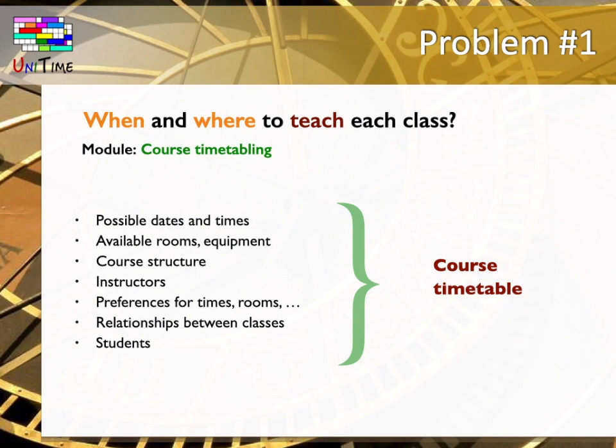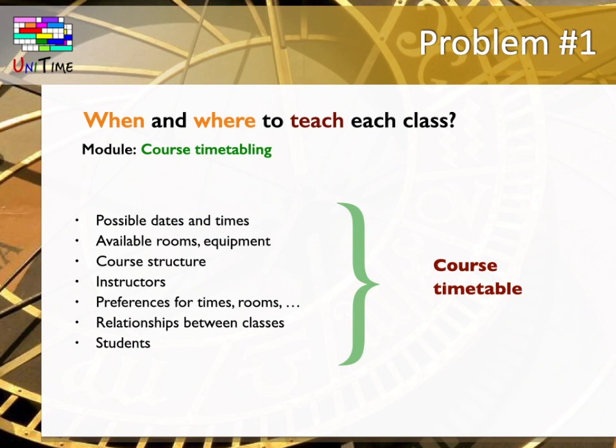instructors and their availabilities, preferences for times, rooms, relationships between classes, such as a lecture of a course should always be before the laboratories, or that an instructor should not teach more than 6 hours per day. And last but not least, information about students. In particular, which courses should not overlap so that the students can take them and finish their degree in time.